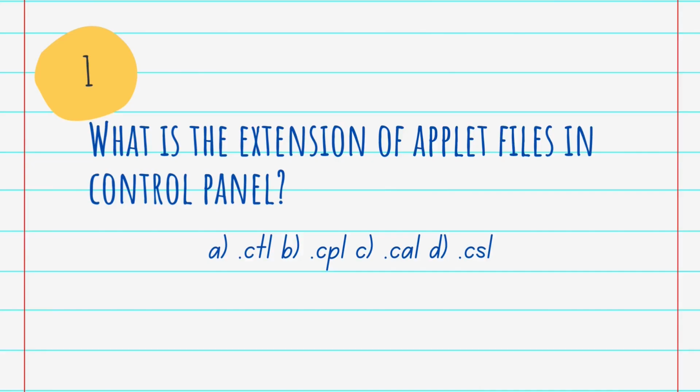Okay, so let's start. Our first question is, what is the extension of applet files in control panel? A. .ctl, B. .cpl, C. .cal and D. .csl. And the answer is B. .cpl.